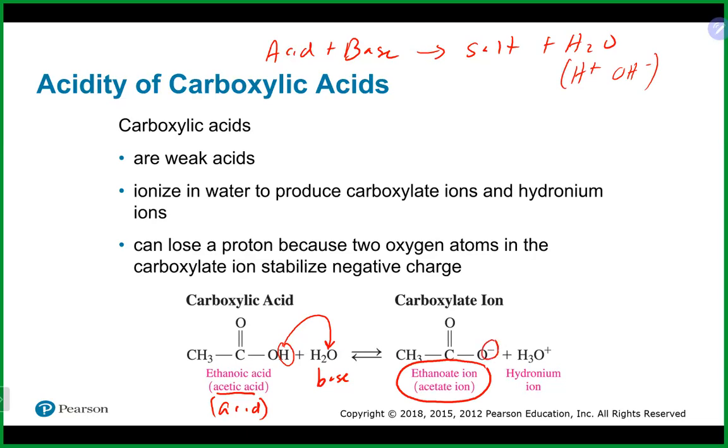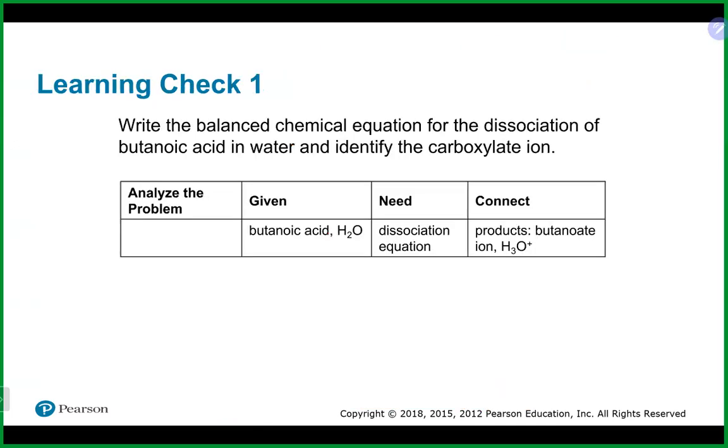Because it lost the H plus, it becomes one more negative, like we talked about with Bronsted-Lowry acid-base pairs. When you lose that H plus, the charge changes. And then obviously we have our H3O plus here. So this would be our base and our conjugate acid, and that would be our acid and our conjugate base, just like in the Bronsted-Lowry definition. So carboxylic acids pretty much behave like acids, surprisingly enough, and we have that same reaction that happens.